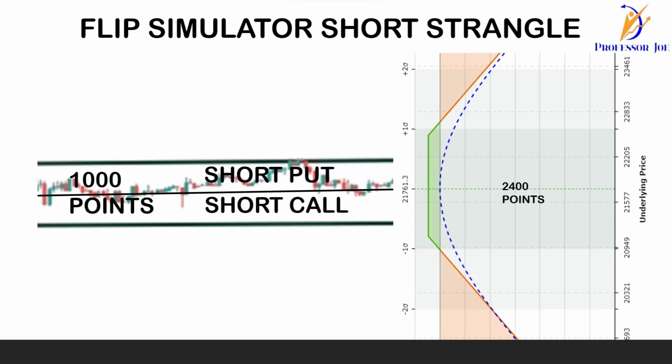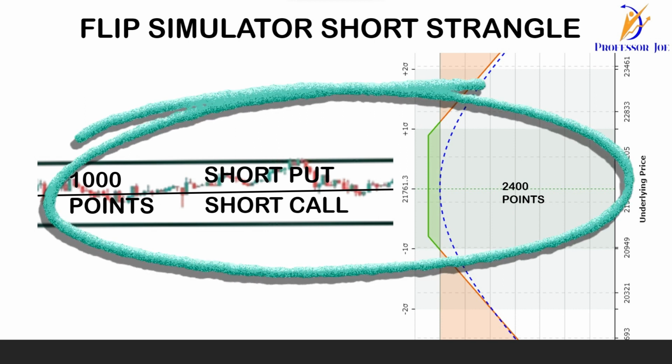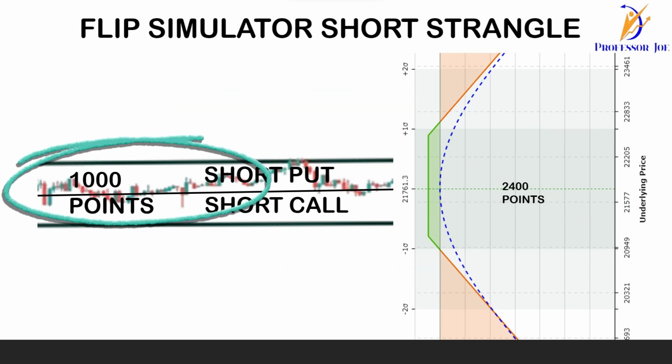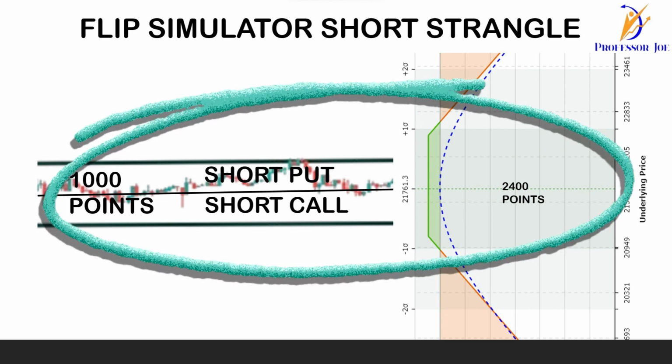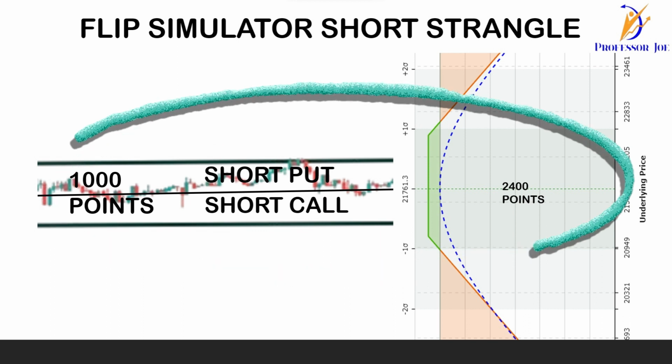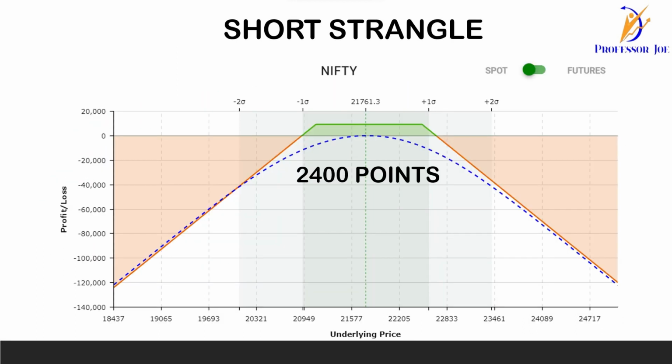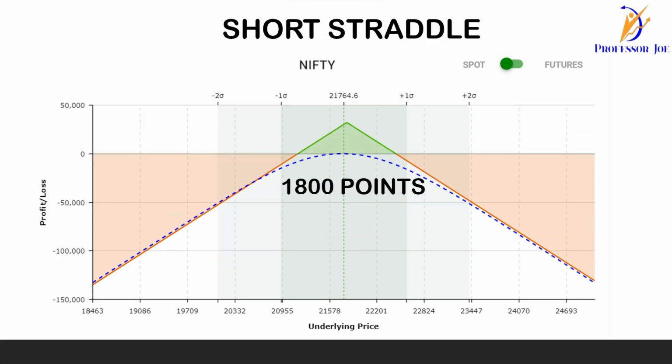Now let us flip this chart alongside the candlestick chart so that you get a better understanding of how the range has increased. There you go. You can see in this candlestick chart, the range is 1000 points. You have entered a short put and a short call in OTM, that is out of the money, because of which that earlier 1800 points has now increased to 2400 points. So now, if you think that the range is going to be big, enter with a short strangle. And if you think that the range is going to be small, then you enter with a short straddle.